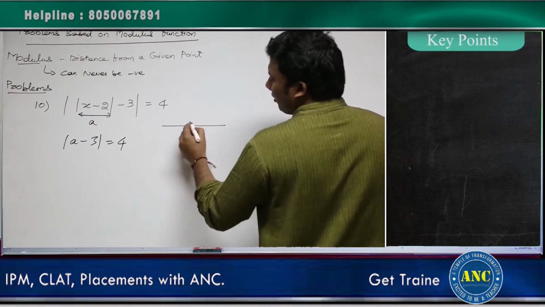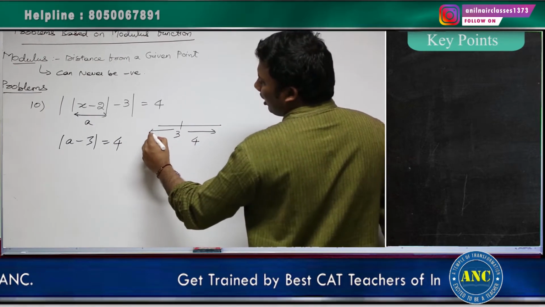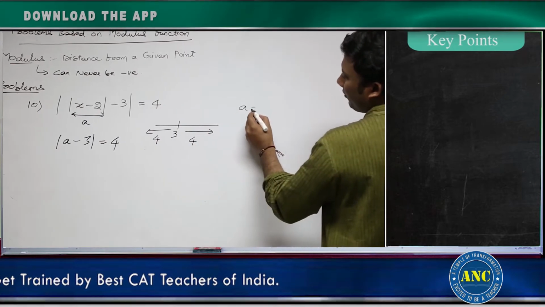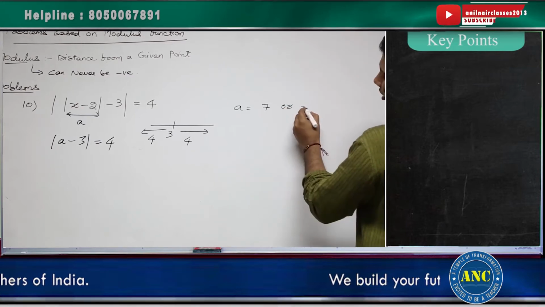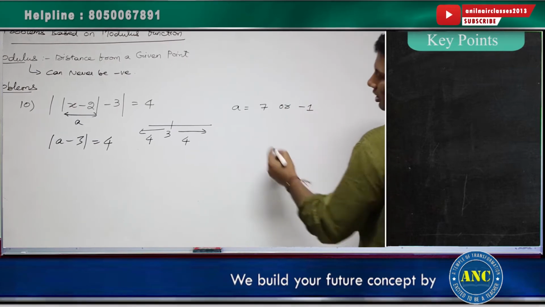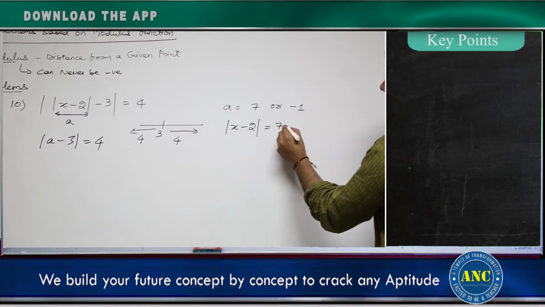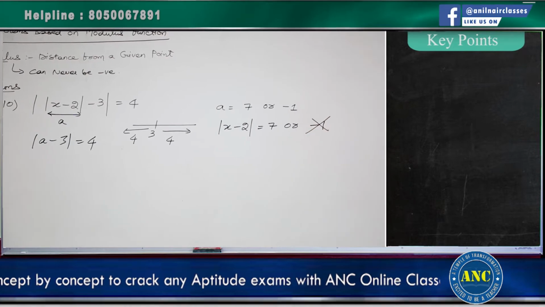A is there at point 3. It travels 4 units forward or it travels 4 units backward. So A will be 4 units forward, 7, or 4 units backward, minus 1. What is the A value? Mod x minus 2 is 7 or minus 1. Mod will not give a negative value.